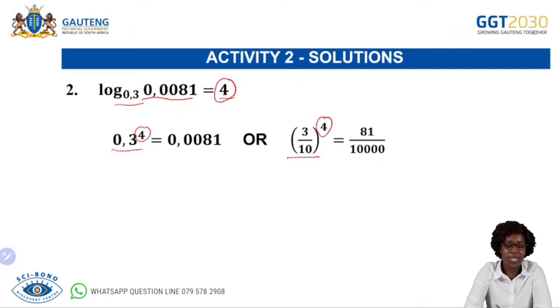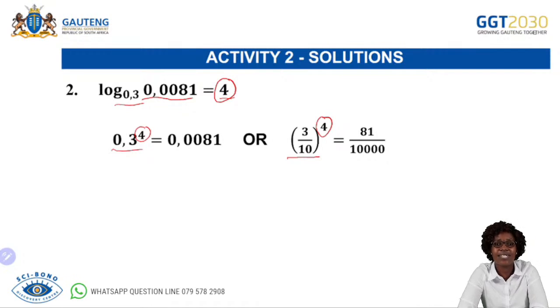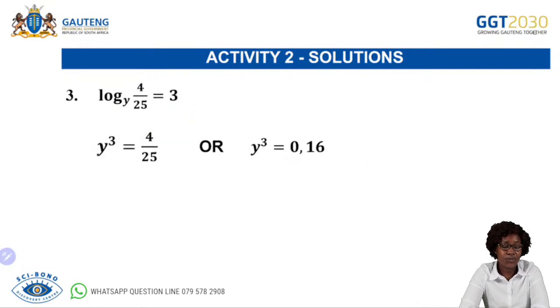And then this will be equal to, again, the decimal 0.0081, which becomes 81 divided by 10,000. I'm pretty sure that all of us know how to do this, but remember, if you have forgotten how to interchange from decimals to fractions, your calculators are always there handy to assist you. Moving on to the last one.